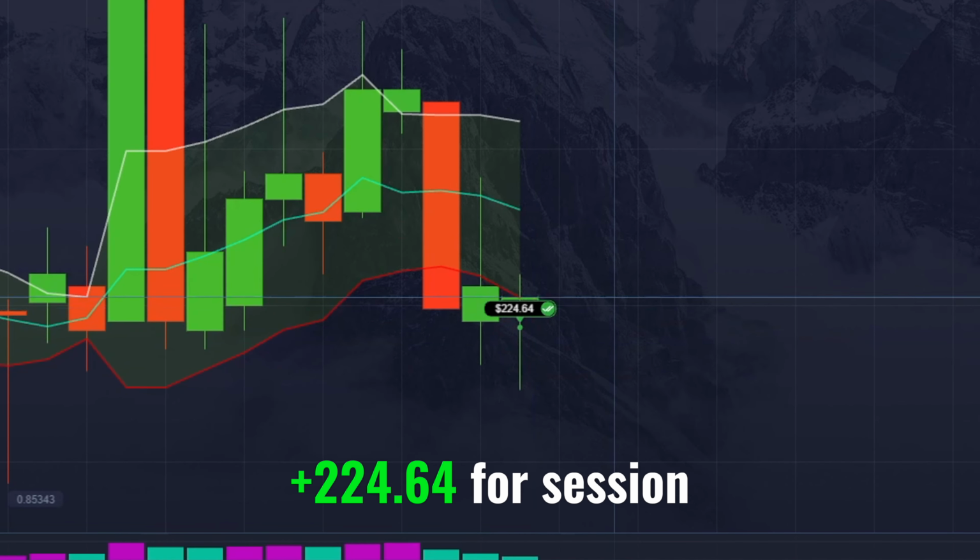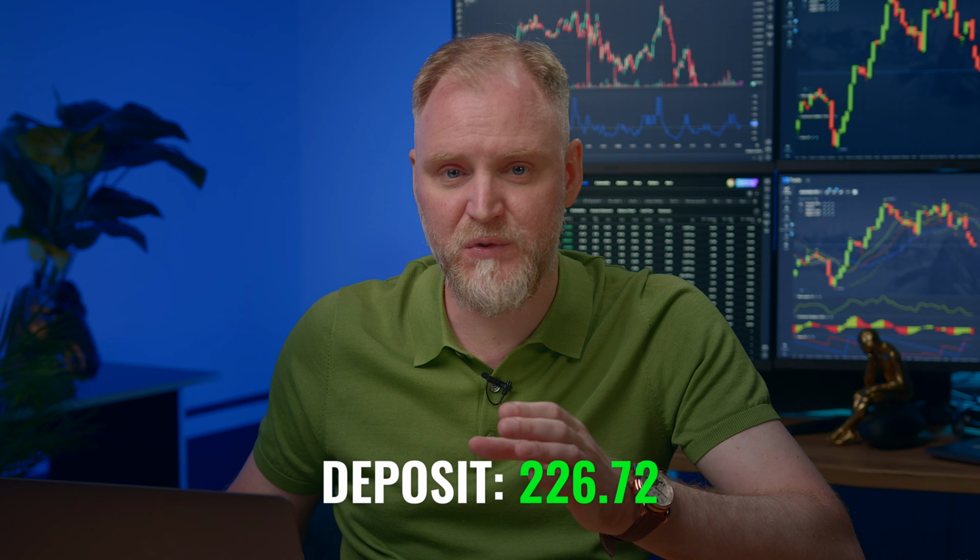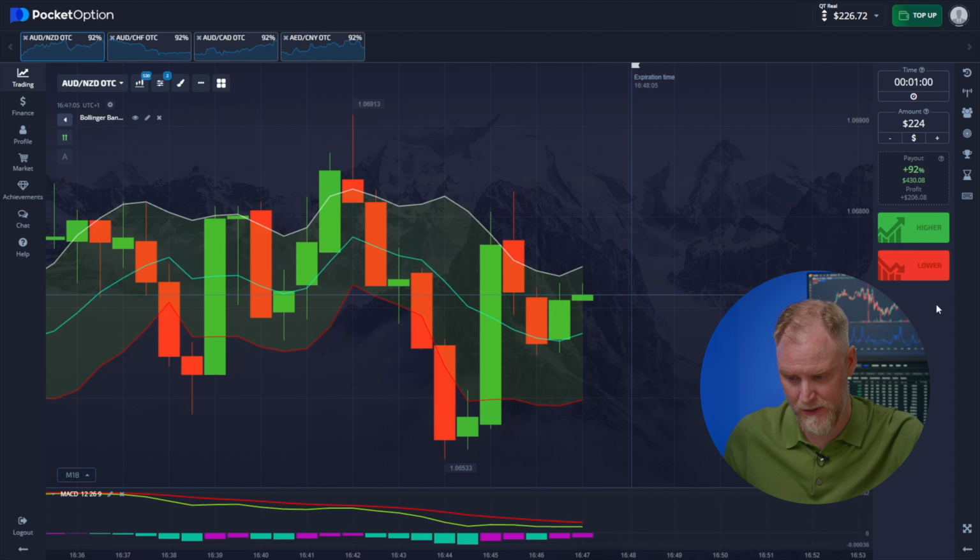Now the return from this trade is 224. This proves how crucial it is to pick and mix the right indicators for solid technical analysis. Now the dirham and yuan pairs don't seem trustworthy, so I'm moving to the Aussie and Kiwi pair.